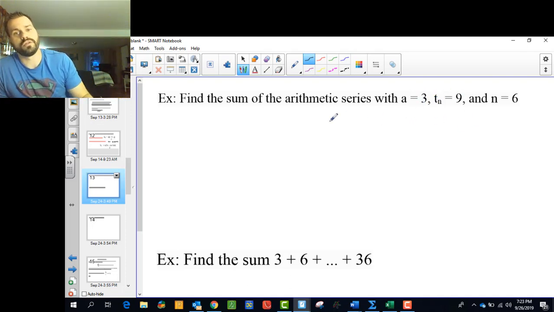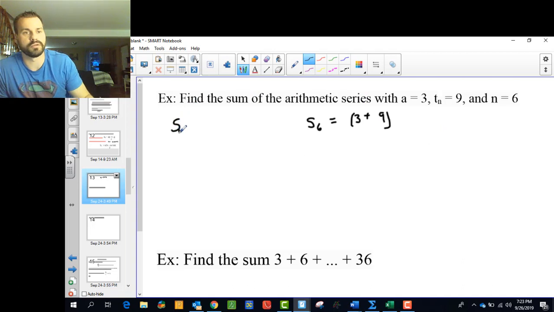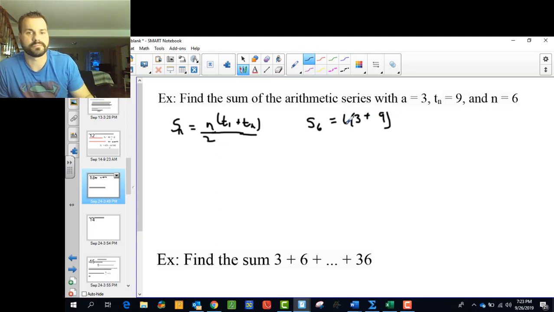So because I know the last term, I go 3 plus 9, right? That's T1 plus Tn. If I write the formula over here so you can see what I'm doing, it's n over 2, and then T1 plus Tn. So I'm taking T1 and Tn, that's my 3 and my 9. N is 6, and I'm dividing the whole thing by 2. So that gives me 6, 3 plus 9 is 12, and then I'm dividing by 2, and so my answer is 36.